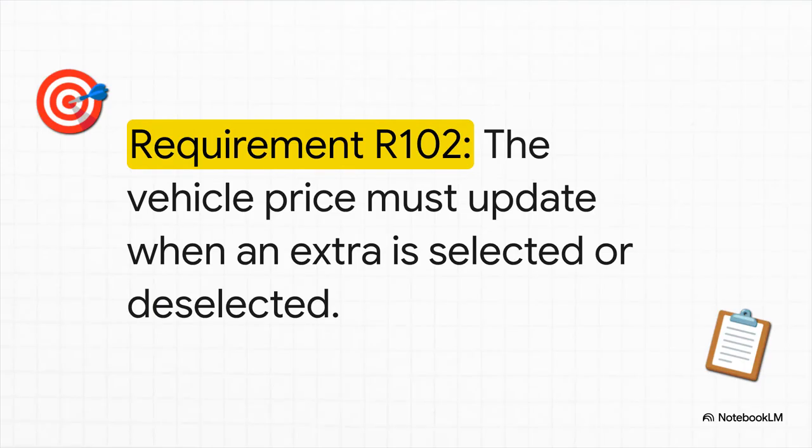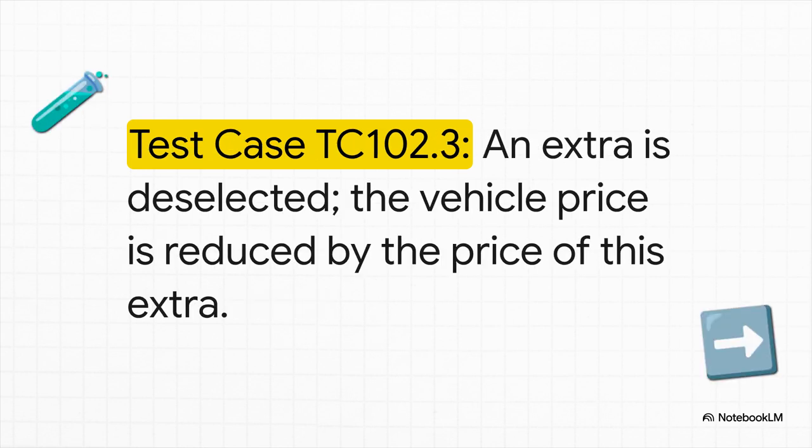So it all starts with one single, clear business requirement. In this case, R102, the price has to update when a user adds or removes an optional extra. It's simple, but it's a critical piece of how the thing should work. Okay, so to check that, we design a very specific test case, TC102.3, and you can even see the naming. It's directly linked to the requirement. The goal here is simple. We're going to deselect an extra and then verify that the price goes down like it's supposed to.